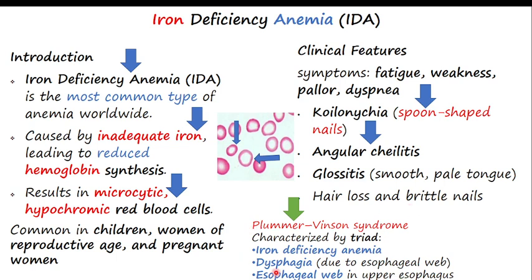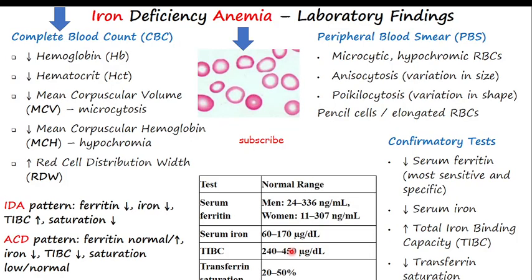So for this syndrome, if they give you a question with iron deficiency anemia and you are seeing dysphagia and esophageal webs, this triad indicates Plummer-Vinson syndrome, but it is here because it also includes iron deficiency anemia. So we can continue by seeing the laboratory findings.